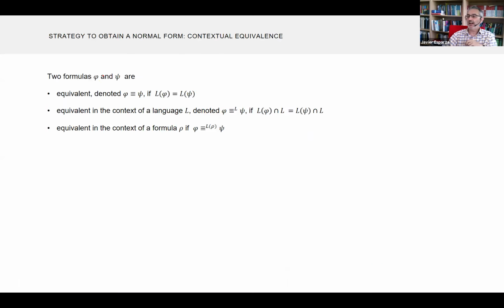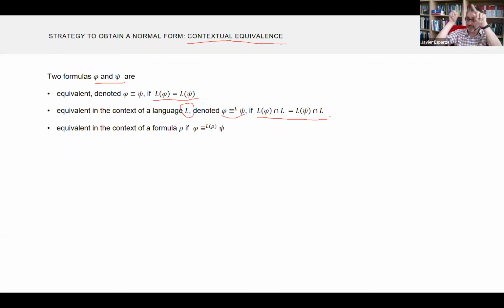Okay, so then how are we going to use these two notions, the partitioning and the stable words, in order to obtain a normal form, or a normalization procedure? Well, we're going to use contextual equivalence. Two formulas are equivalent if they have the same language, okay? Then you can define what it means for two formulas to be equivalent in the context of a language L, which we denote like this. So the two formulas have the same language within L, with respect to L.